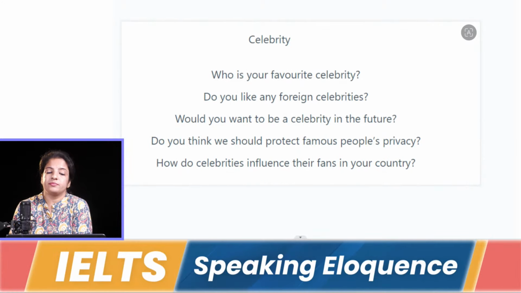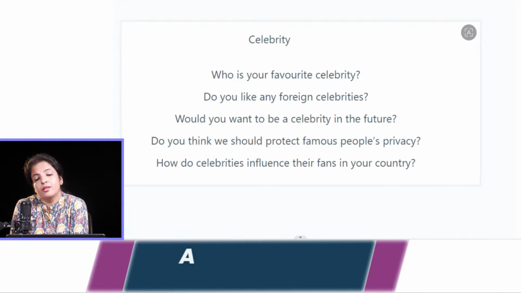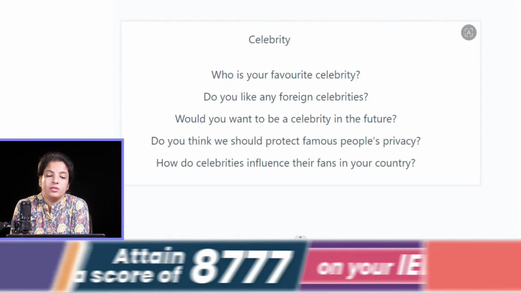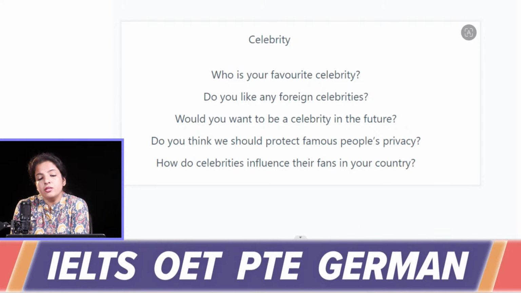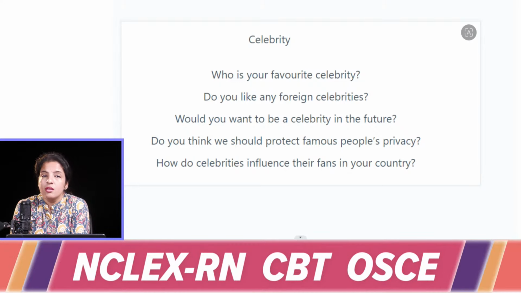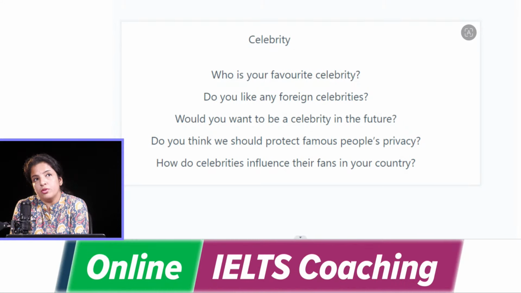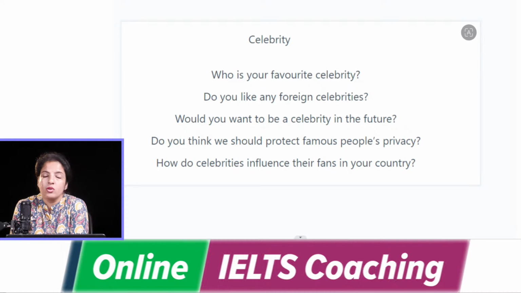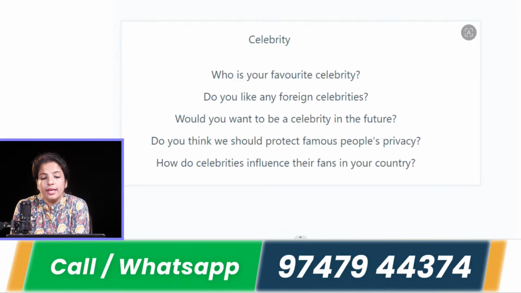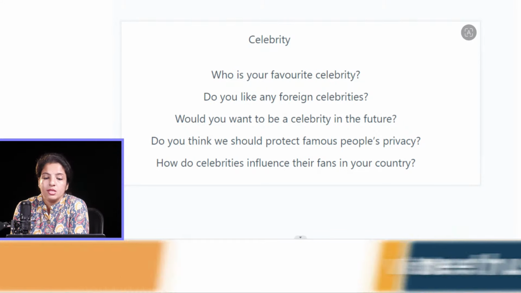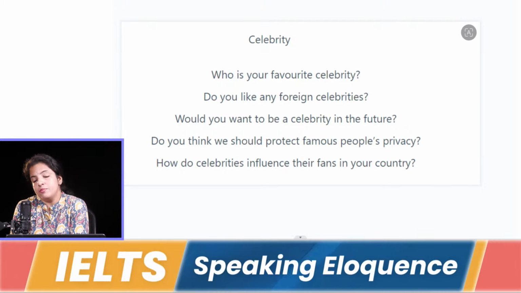Celebrity. Okay. Who is your favorite celebrity? So here it's quite simple, straightforward. Who can be your favorite celebrity? Celebrity does not necessarily mean film stars itself. You can talk about cricketers, famous people, influencers, or other people who are in the limelight. You can talk about any person, singers, dancers, anyone, somebody who is famous enough. All those people are celebrities too. It does not mean film stars themselves.